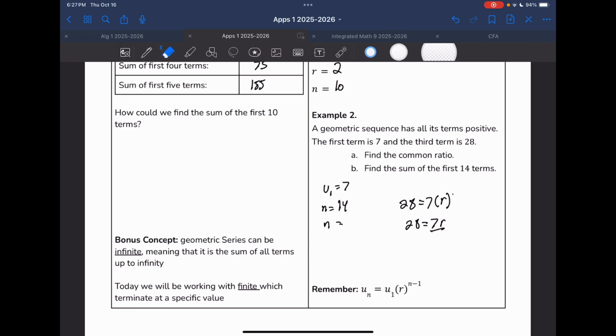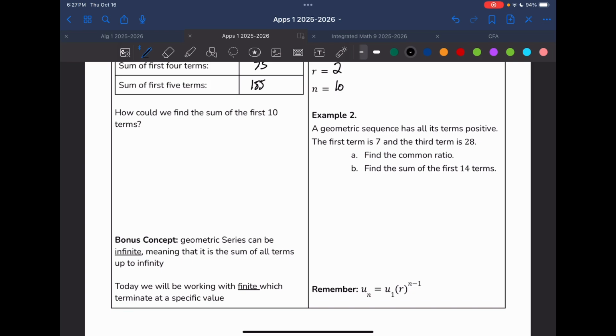All right, mulligan. Start the whole thing over. So before we start talking about the series, we need to find our common ratio, right? Let's start with part A alone. And for this, we're going to use this formula down here. So we know that U3 is equal to U1 times R to the 3 minus 1, right? And so that means U3 is 28.